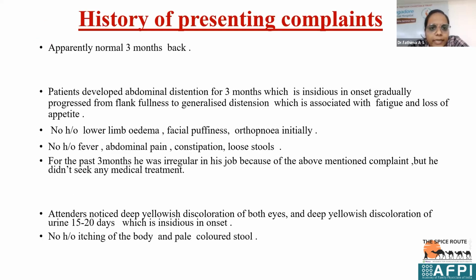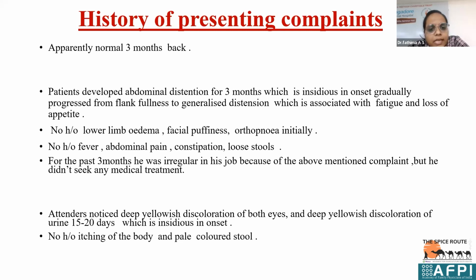He was apparently normal 3 months back. Then he developed abdominal distension for 3 months, which is insidious in onset and gradually progressed from flank fullness to generalized distension, associated with fatigue and loss of appetite. There is no history of lower limb edema, facial puffiness, and orthopnea initially. There is no history of fever, abdominal pain, constipation and loose stool.